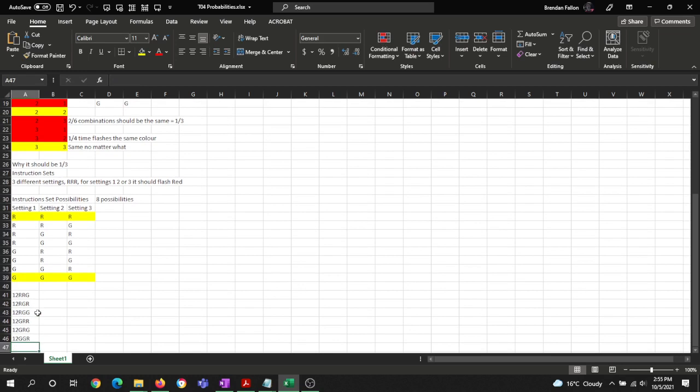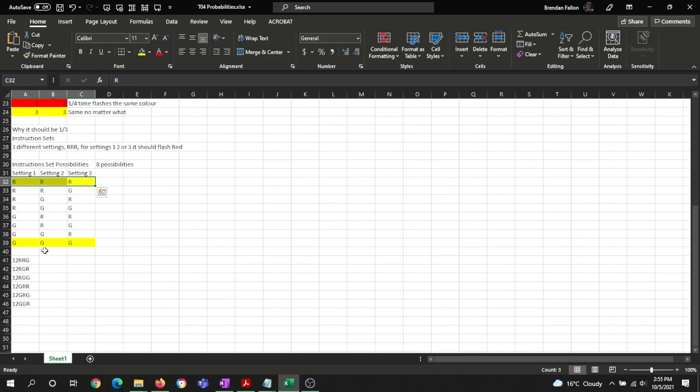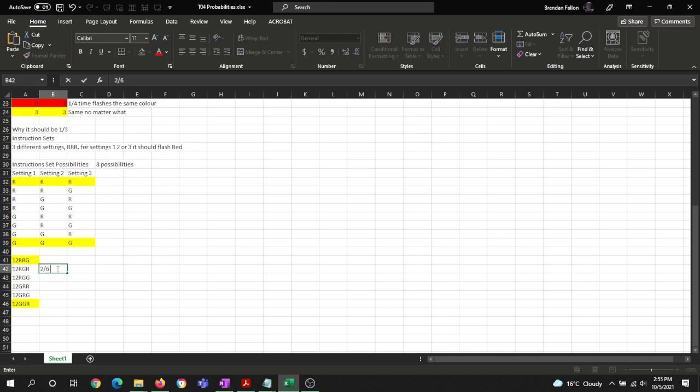We're not considering the possibilities where they're all green or all red, because we're just doing a base case analysis. So if we take the cases where they're going to flash the same, it's going to be the RR one there, and then the one there. So like you said, 2 out of the 6, for a given setting, give the same color.